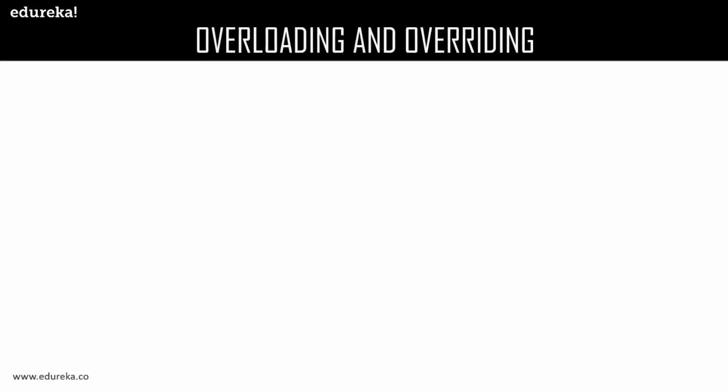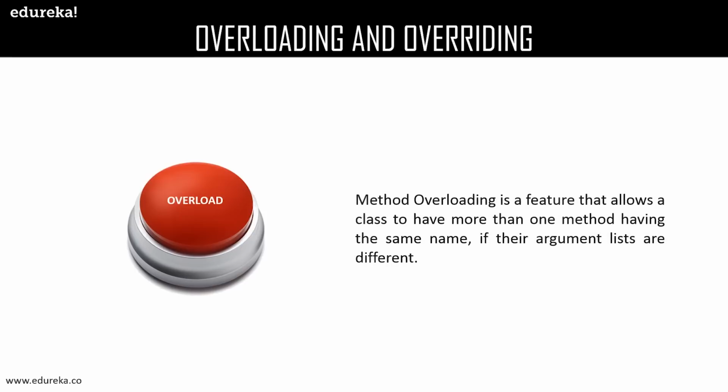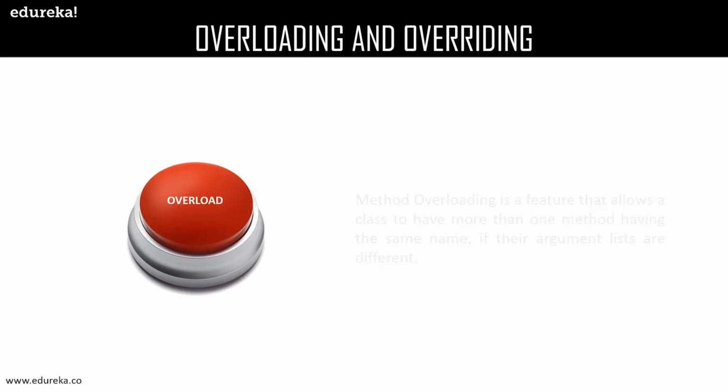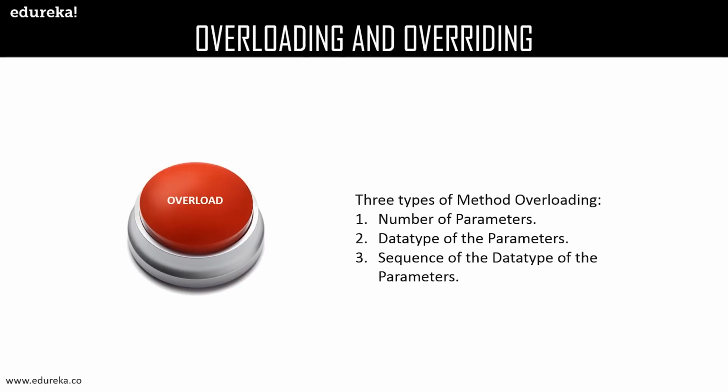Method overloading is defined as a procedure of having two or more methods with the same name within a single class, provided the argument list must be different. Method overloading is divided into three types. The first type would be having a different number of parameters, the second one will be having different types of data type, and the third one will be the variation in the sequence of the parameters with different data types. Let us see each one of them practically.